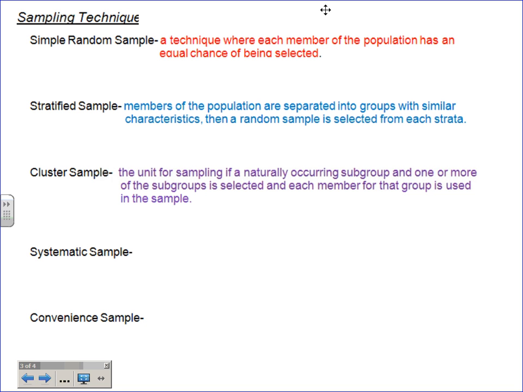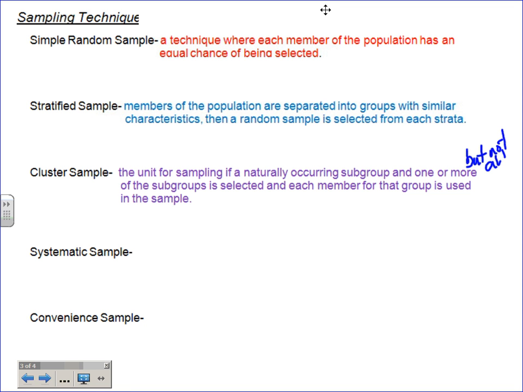So it's a naturally occurring subgroup. One or more, and I might want to add something in here, but not all. Okay? One or more, but not all of the subgroups is selected. Because if I pick all the subgroups, well, we're talking about something else. Each member of that group is used in the sample. So do you see the difference between a cluster sample and a stratified sample?